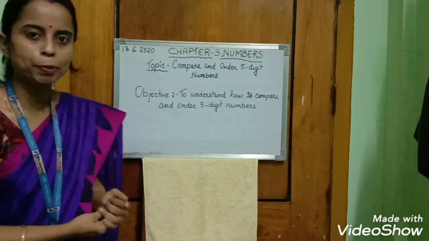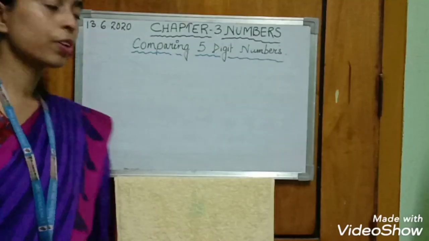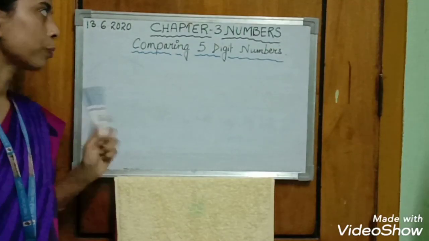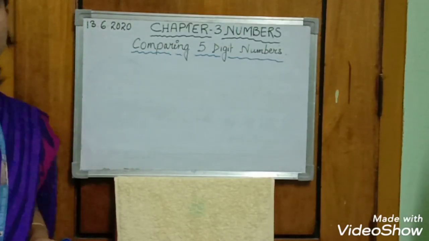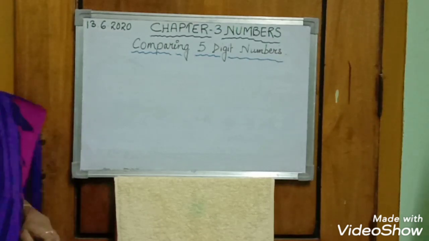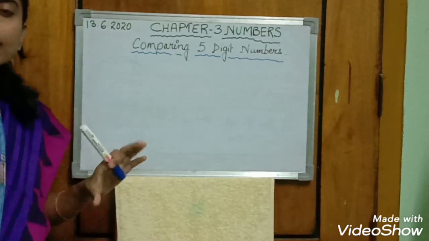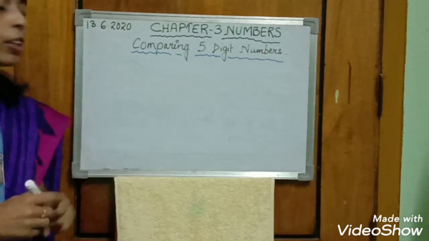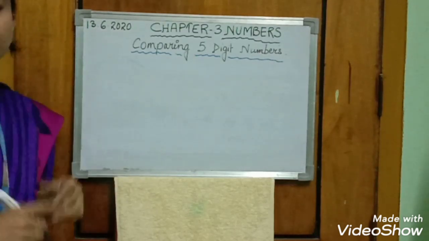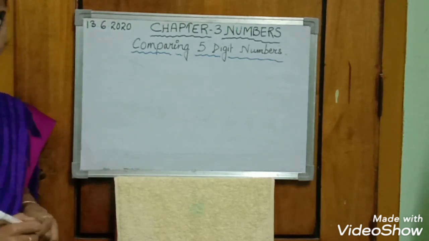So let's start our topic one by one. First, we are going to learn about comparing 5-digit numbers. As I already told you, comparing means we have to see which one is greater and which one is smaller. So let us take an example to understand this topic.